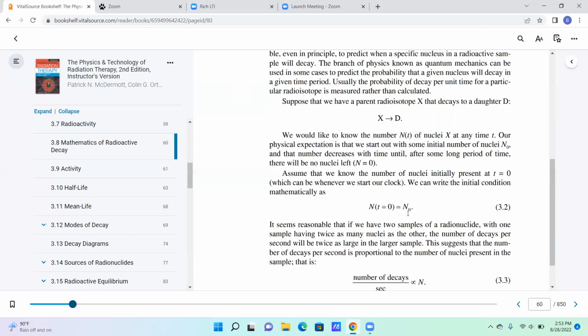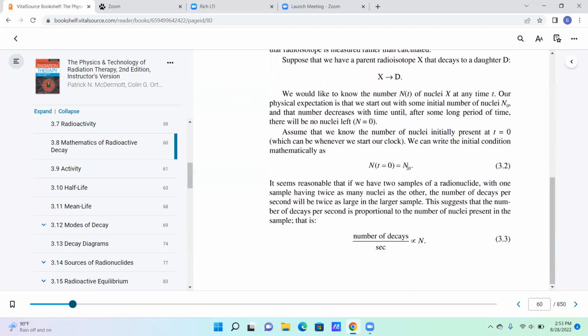It would seem reasonable that if we had two samples of a radionuclide, with one sample having twice as many nuclei, the number of decays per second will be twice as large in the larger sample. That does stand to reason. So this suggests that the number of decays per second is proportional to the number of nuclei present in the sample. In other words, the number of decays per second is proportional to the number of atoms that we have.